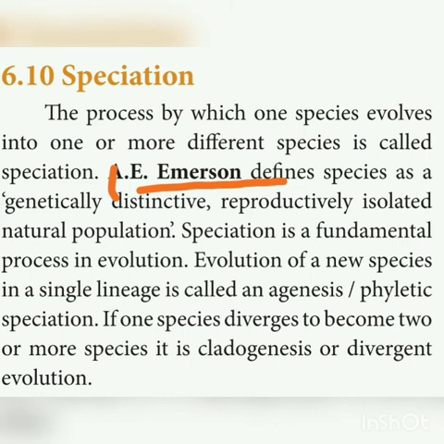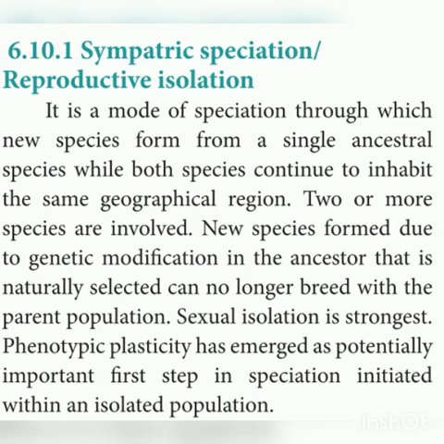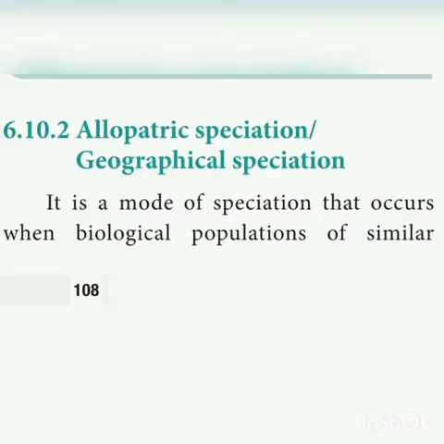So very very important question, speciation. The speciation was given by A.E. Emerson. He defines a species as a genetically distinctive, reproductively isolated natural population. So define species according to A.E. Emerson, like that question will be asked. So there are 2 important species. One is the sympatric species, another one is allopatric species. So what is sympatric, what is allopatric? You have to explain with an example.